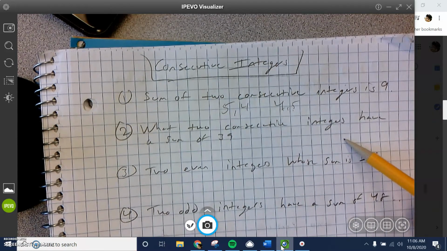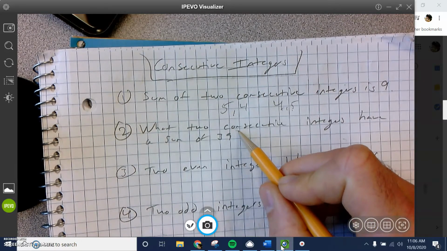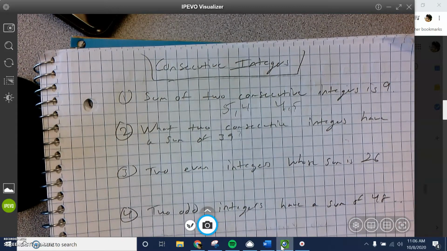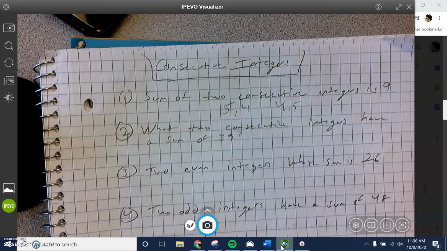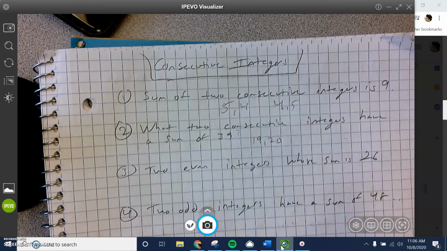All right, how about this? Can you do this one in your head? This is the second one. I just wrote it down here. What are two consecutive integers that have a sum of 39? Do you know what they are? Can you do it in your head? Yeah, that would be 19 and 20.